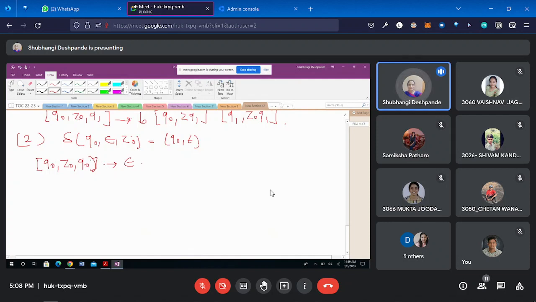Rule 2 says that for each move that pops a symbol from the stack, with the transition delta(Q, Z0) converted into Q1 epsilon, it will have the production Q Z0 Q1, which derives epsilon. So that is rule 2. Here also Q0 Z0 Q0 derives epsilon. Now the third.